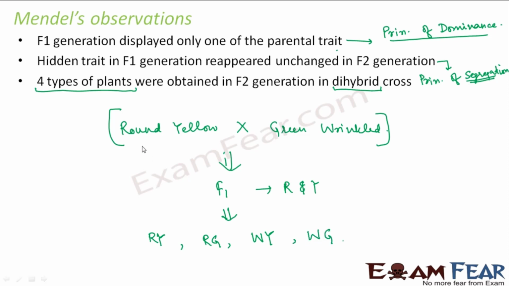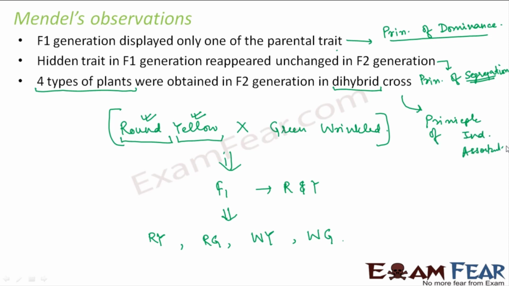So this meant that each of these traits, that is round or yellow, are independent of each other, right? It is not that wherever the seed shape is round, it has to be yellow in color. It can be yellow or it can be green. So the shape of the seed and the color of the seed are independent of each other, right? So any of these combinations are possible. With this observation, he came out with the principle of independent assortment.